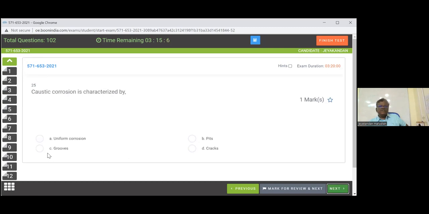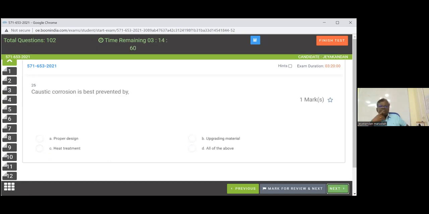Caustic corrosion is characterized by grooves. Caustic corrosion will be a groove. Yes, sir. Next, 25. Caustic corrosion is best prevented by proper design. I told you we should not allow water. We should not allow caustic separately. We should always mix it with water.